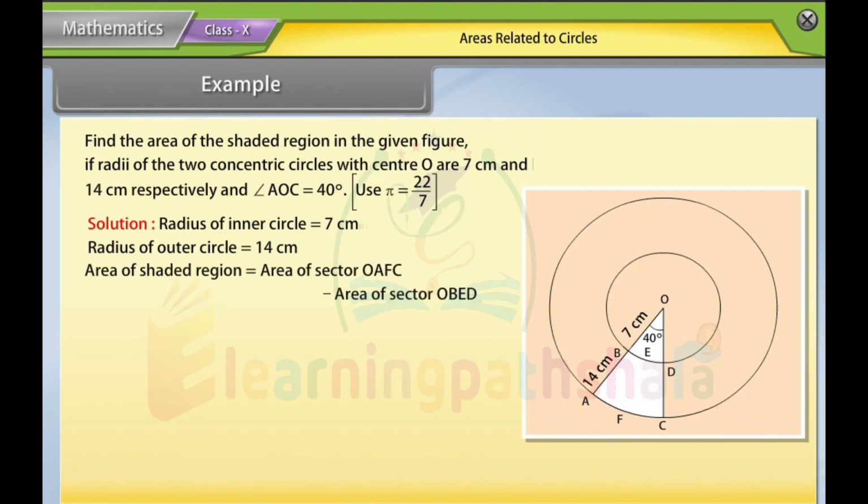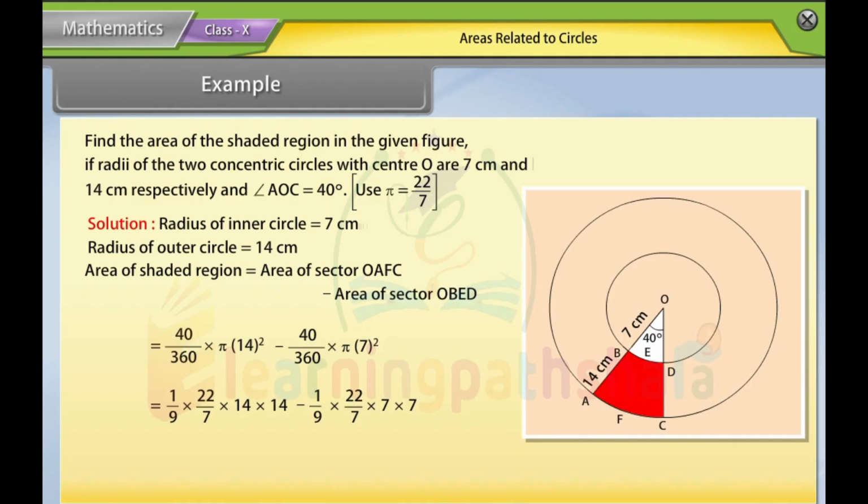Area of shaded region is equal to area of sector OAFC minus area of sector OBET, which is 40 upon 360 into pi into 14 square minus 40 upon 360 into pi into 7 square. Now by substitution and calculation of the values we get area of shaded region is 154 upon 3 centimeters square.